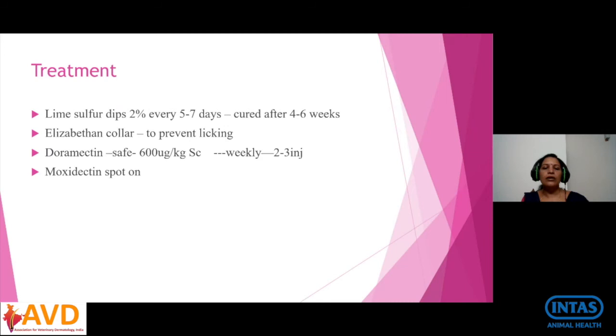Doramectin is also safe, at 600 microgram per kg body weight subcutaneously weekly. Two to 3 injections of doramectin can be given. Moxidectin spot-on can also be used.